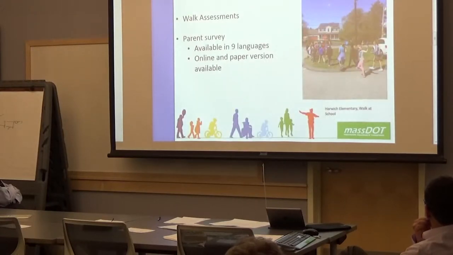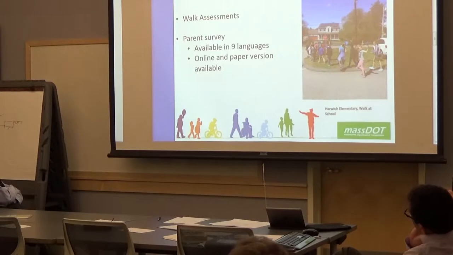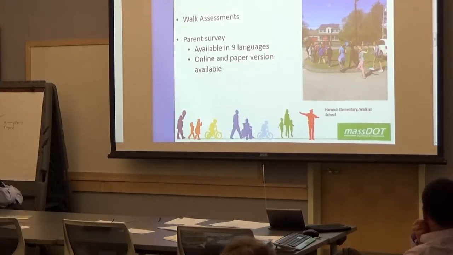Next E is evaluation. We have walking assessments where we'll gather a group of Safe Routes committee, parents, principals, and we'll go on a 2 mile radius around the school to figure out the best walking paths and the safest paths for students to get to school. We also find more information about that with our parent survey. This is available in 9 different languages. It takes about 2 minutes for parents to fill it out. We gain information like where the students are coming from, how many students are walking and biking, and this helps us determine safer routes to get to school.